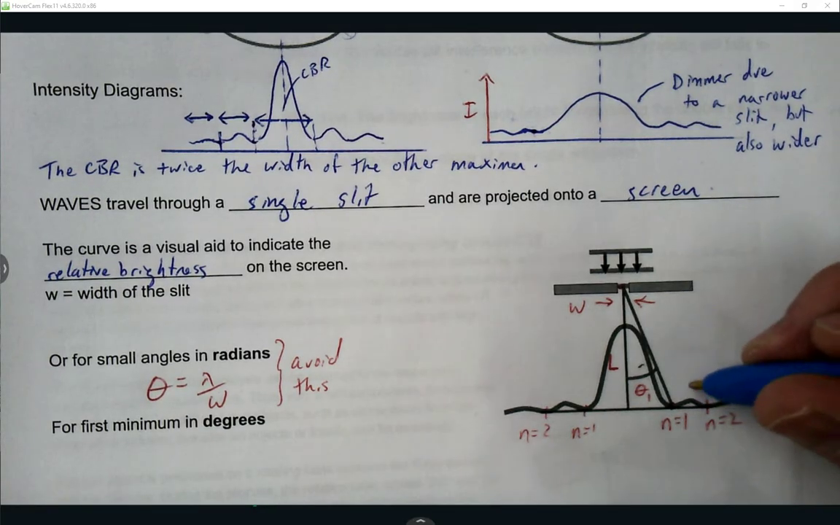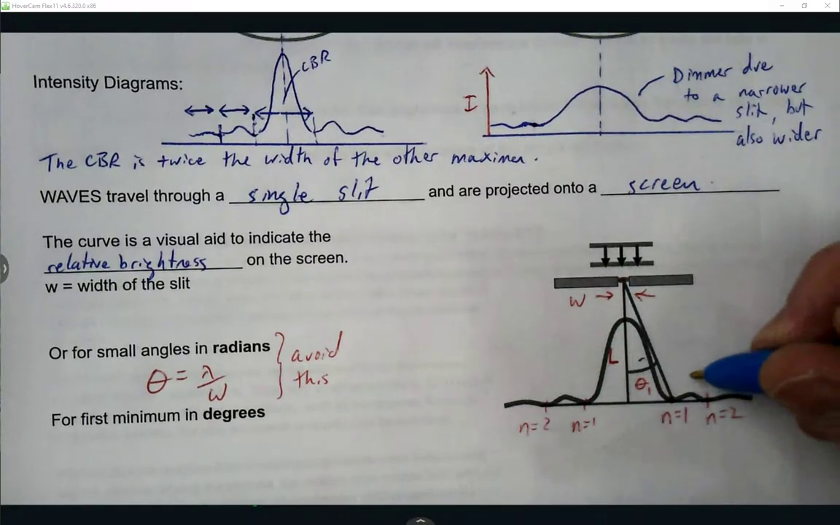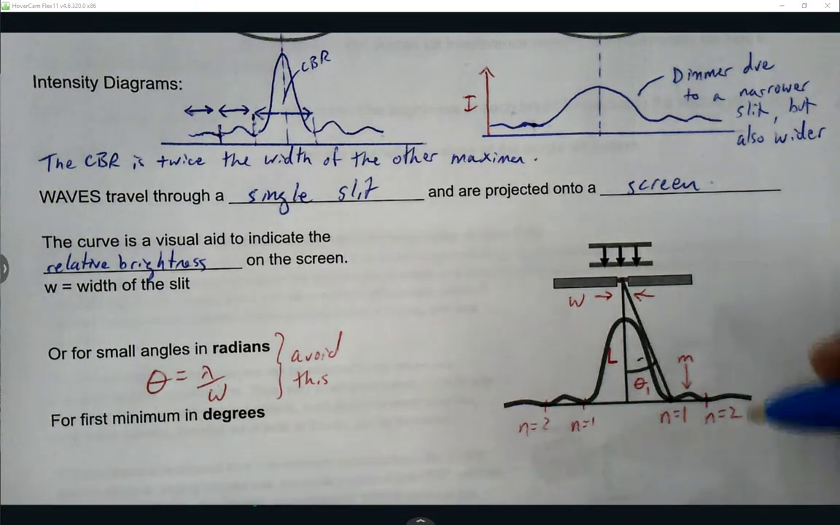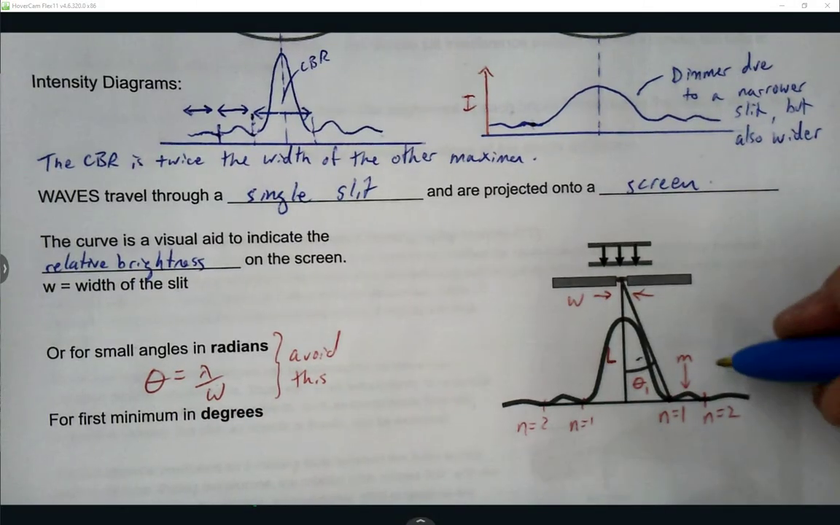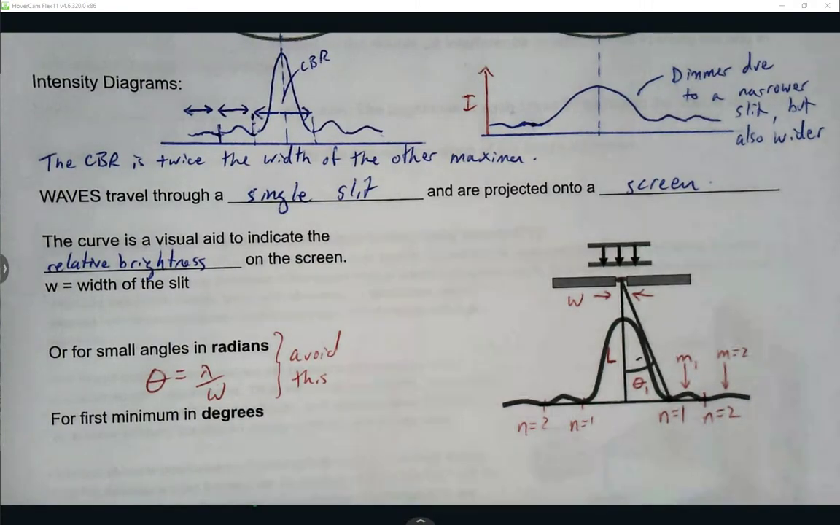Something else I want to throw in here is that N is for nodal line, which means destructive interference. The bright spots are going to happen at what I'm going to call the M locations. So I could have an M equals 1, I could have an M equals 2 value. Maxima. Okay.